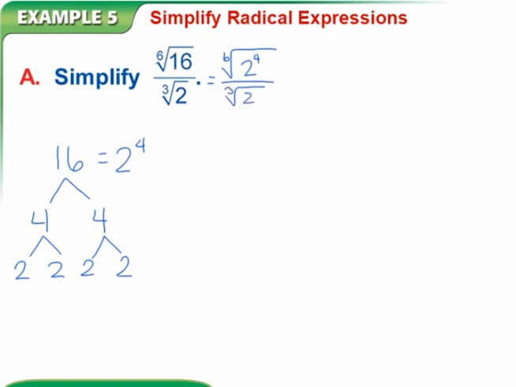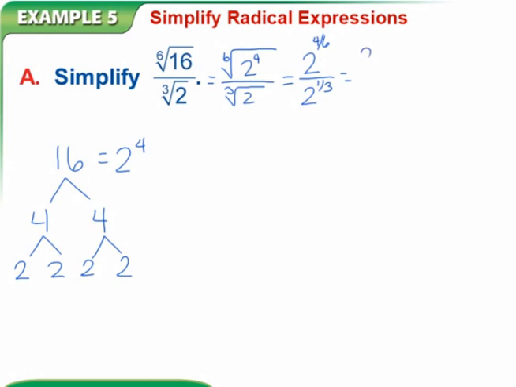And now we can change these back into fractions. So it's going to be on the top 2 raised to, think about where the exponents go. The 4 is going to be on top, and the 6 is on the bottom. And then down below, the exponent is really 1, so it's 1 over 3.